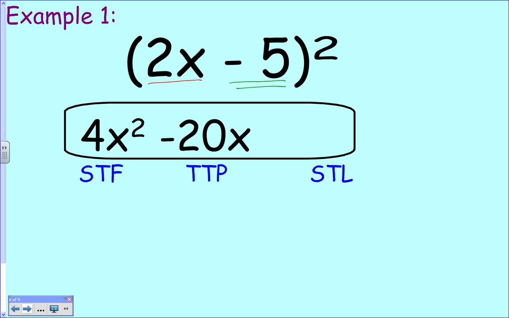And the last step is to square the last term, which is a minus 5. When you square minus 5, you get plus 25. In fact, that last term will always be positive. There's no way when you square any last term that you could get a negative number. 2x minus 5 quantity squared gives you 4x squared minus 20x plus 25, a perfect square trinomial.